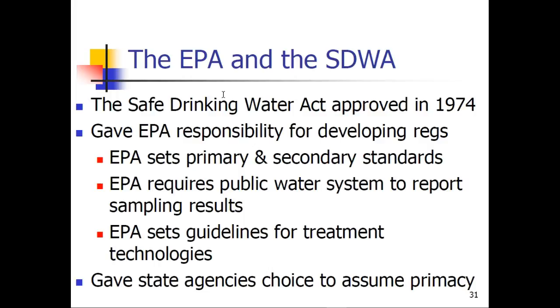The EPA, federal, Environmental Protection Agency, sets the primary and secondary standards. The EPA requires public water systems to report their sampling results. The EPA sets the guidelines for treatment technologies, and it gave state agencies the choice to assume primacy. In California here, we have the minimum levels from the EPA, but our state levels actually are substantially higher than the national levels. So if you become a certified water operator in California, guess what? You are pre-qualified to basically go work in about half the other states.